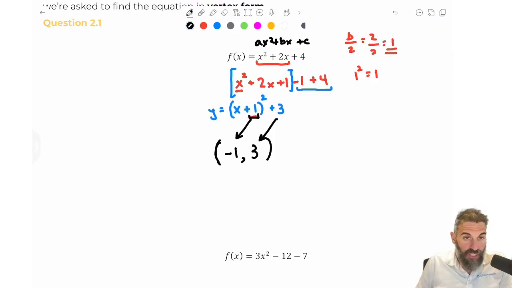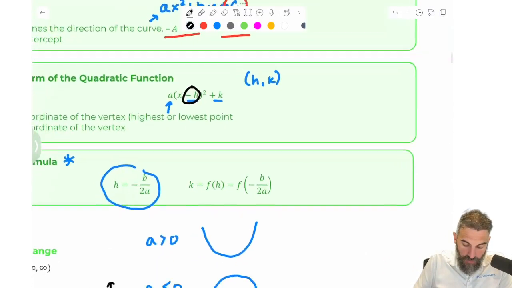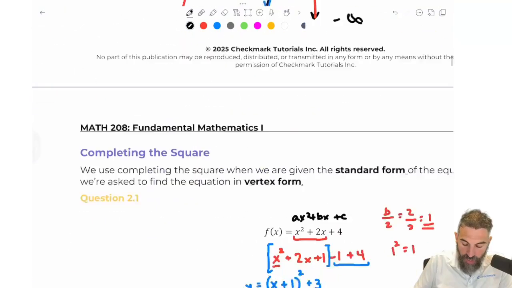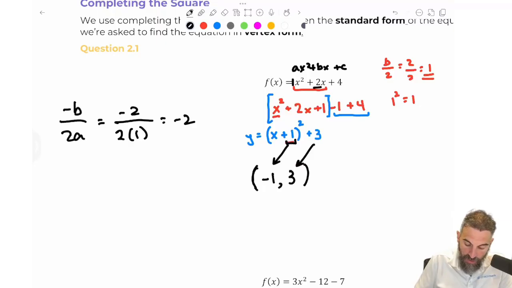If you want to check that you did it right, remember the formula to find your h, right over here, minus b over 2a. Just try it out. Take your minus b, which is, in this case, negative 2, over 2, and your a here is a 1. There's a 1 there. So minus 2 over 2, sorry, is minus 1. So I know that this is right.